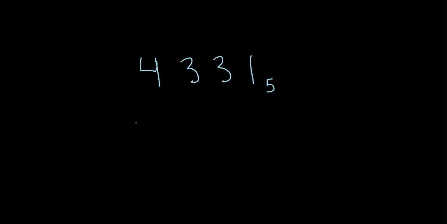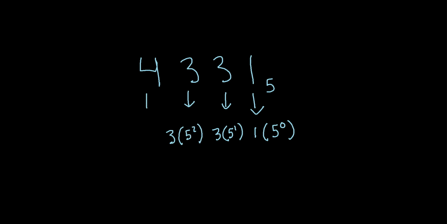All right, let's try one more example. Let's say we have 4331 in the base 5 system. How can we convert this to a number in the base 10 system? Well, this first value will be a number multiplied by 5 to the 0 power. This next value will be itself multiplied by 5 to the first power. This next one will be itself multiplied by 5 to the second power. And this last one will be itself multiplied by 5 to the third power.